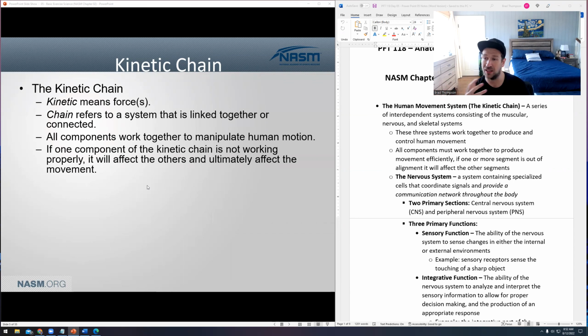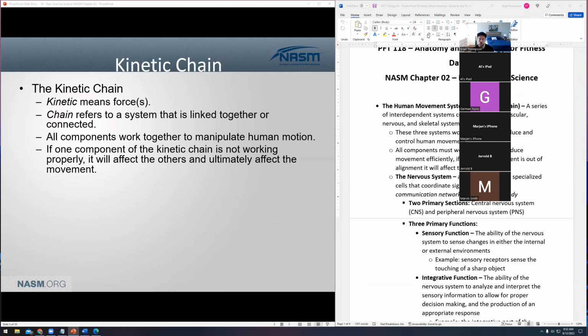But I really love the term kinetic chain as well, right? Because kinetic means movement. It means forces, right? And then a chain is a bunch of stuff that's linked together. And we all know that phrase, right? You're only as strong as your weakest link.